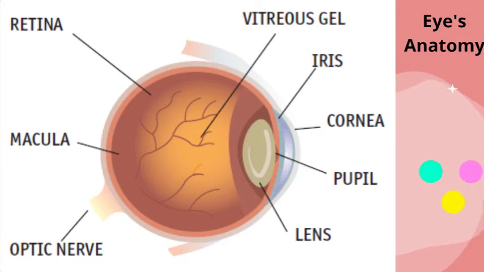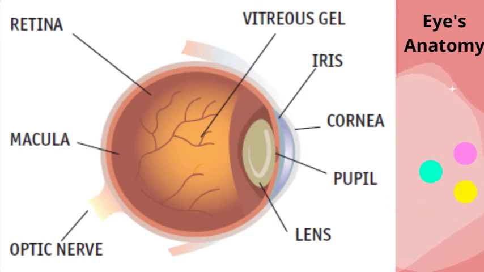The optic nerve is the largest sensory nerve of the eye. It carries impulses for sight from the retina to the brain. The pupil is the opening at the center of the iris. The iris adjusts the size of the pupils and controls the amount of light that can enter the eye.